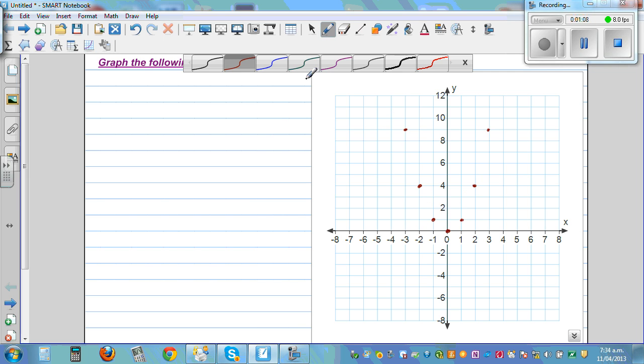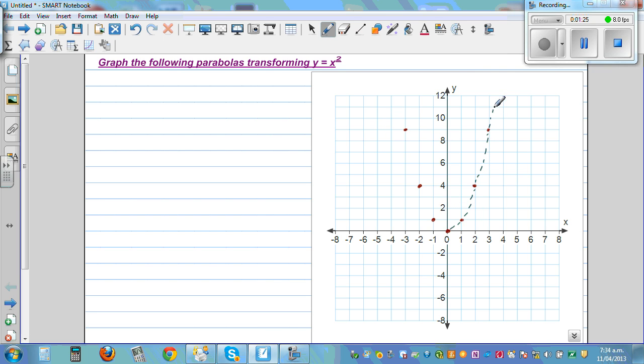So the graph would look like this. I'll draw a dotted line because this is not the main graph. So this is how the graph looks. This is not the graph I want to draw. We want to transform this. So this will go on forever.